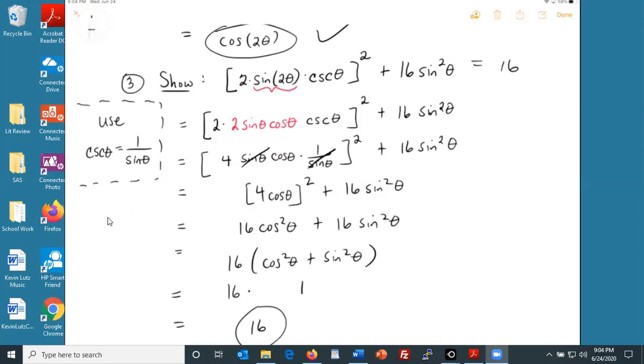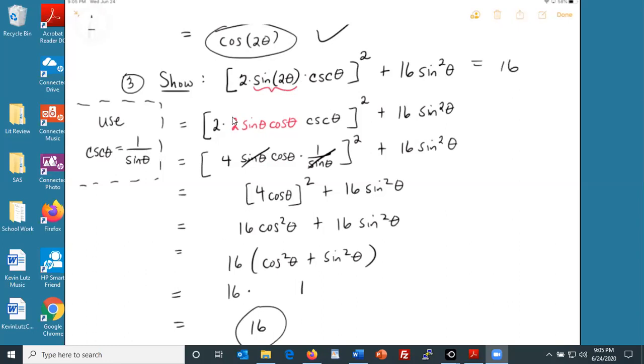So I'm going to walk through those steps one more time just to make sure that we're all clear on what it is I did. So the left side, we just had to simplify a little bit, well, not a little bit, until it equals 16. So the first thing I did was I substituted in the formula for the double angle for sine.